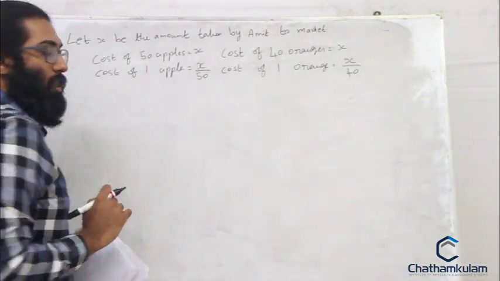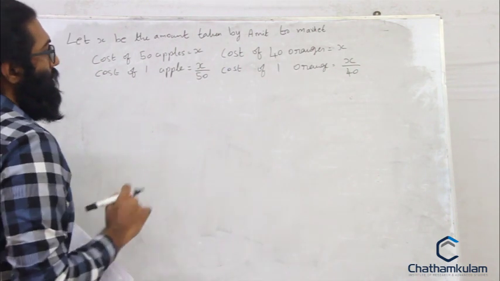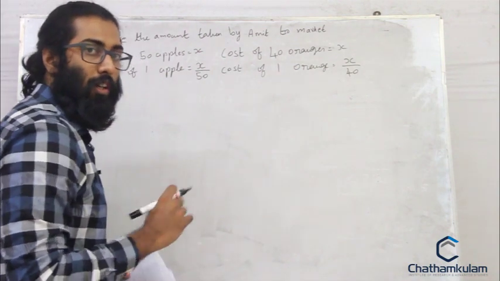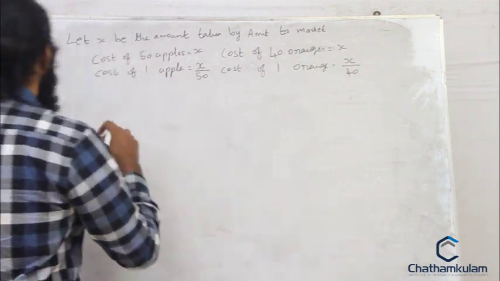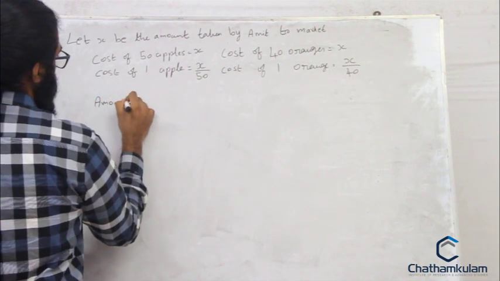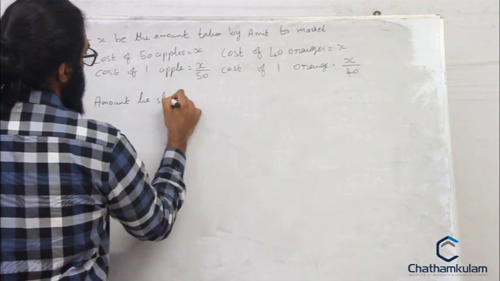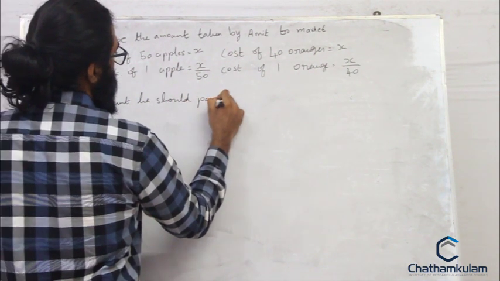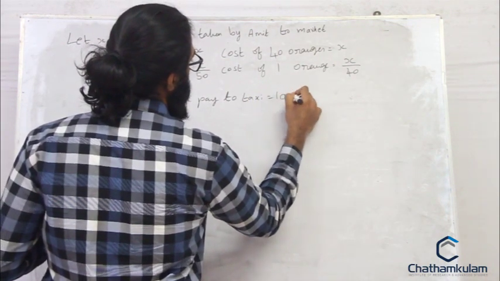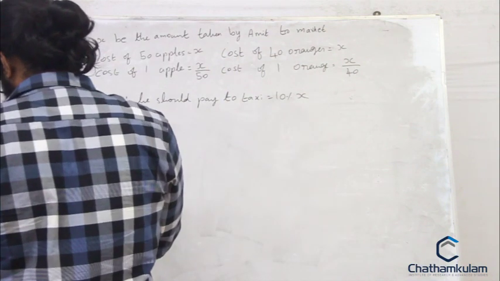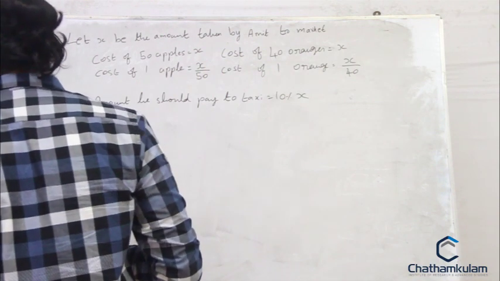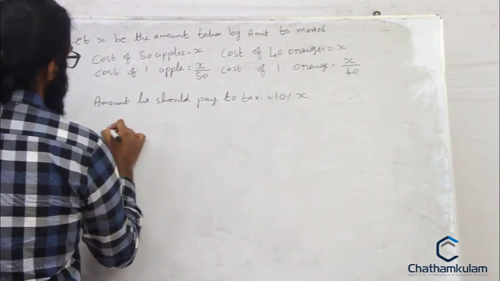So also in the question it says that 10% of the total amount he brought to the market is used for paying his taxi amount, right? So we can write this as amount he should pay to taxi is equal to 10% of X. He also bought 20 oranges with the amount. So the cost of 20 oranges.